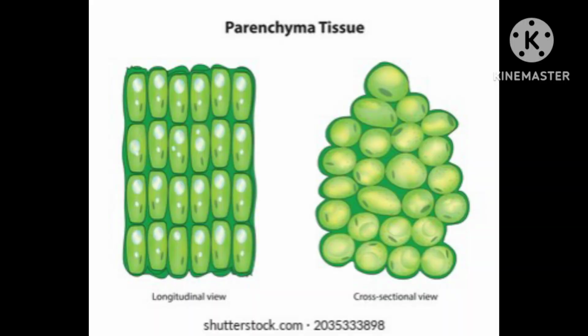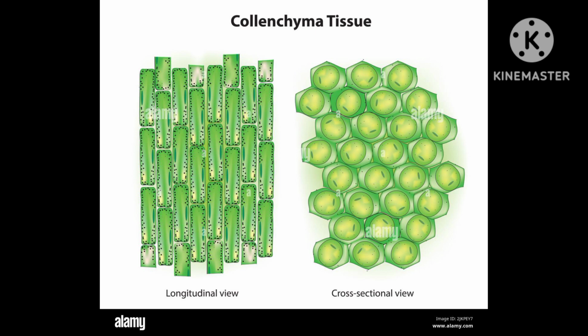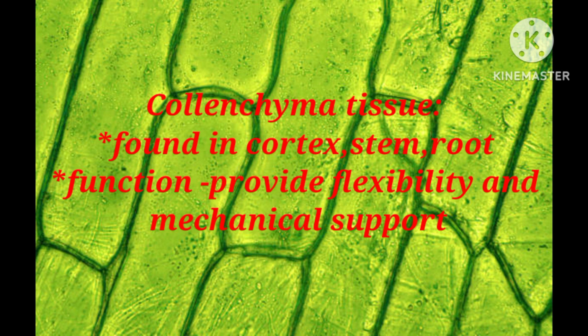This is the picture of parenchyma tissue. Parenchyma tissue is found in leaves, stem and roots. Its function is to store food and help in photosynthesis. Now this is the picture of collenchyma tissue. Collenchyma tissue is found in cortex, stem and root. Its main function is to provide flexibility and mechanical support to the plant.